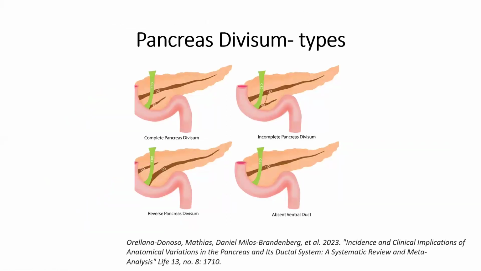So pancreas divisum can also have about 4 types. You can have a complete pancreas divisum where you have separation of both the dorsal duct and the ventral duct. You can have an incomplete pancreas divisum where there's an incomplete connection between the dorsal and the ventral ducts. You can have a reverse pancreas divisum where there's separation between the dorsal and ventral ducts, and the dominant drainage is via the ventral duct. Or you can have an absent ventral duct, and the entire drainage happens via the dorsal duct.